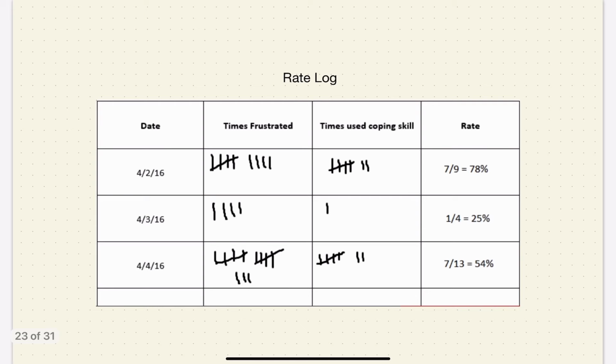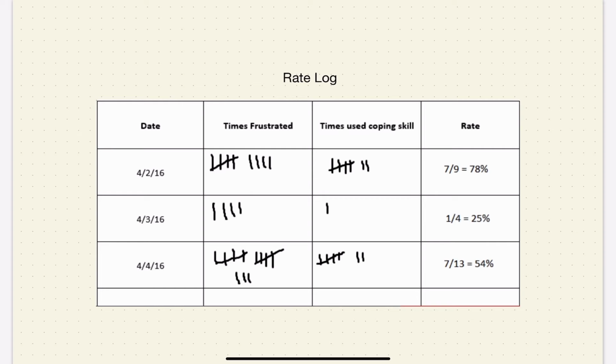This is an accurate rate log, so it doesn't have to be difficult. That's the thing with developing data sheets. If you define the behaviors and you make them really simple, stakeholders are much more likely to successfully navigate and consistently fill those sheets out. So this one is as simple as the date, the number of times they were frustrated, and the number of times they used coping skills.